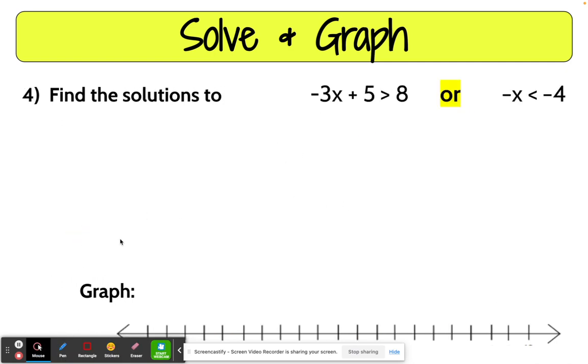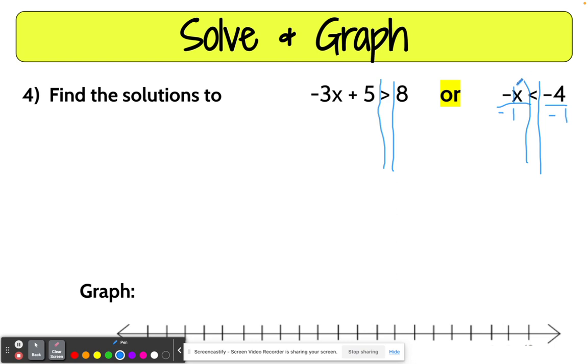Okay, I have an OR inequality. That means I solve both of them. I start with this one because it looks easier. I have a negative x, which is the same as negative 1x. So to get rid of that negative, I divide both sides by negative 1. Because I divided by a negative number, I have to flip that inequality. So I'm having x is greater than negative 4 divided by negative 1, 4.